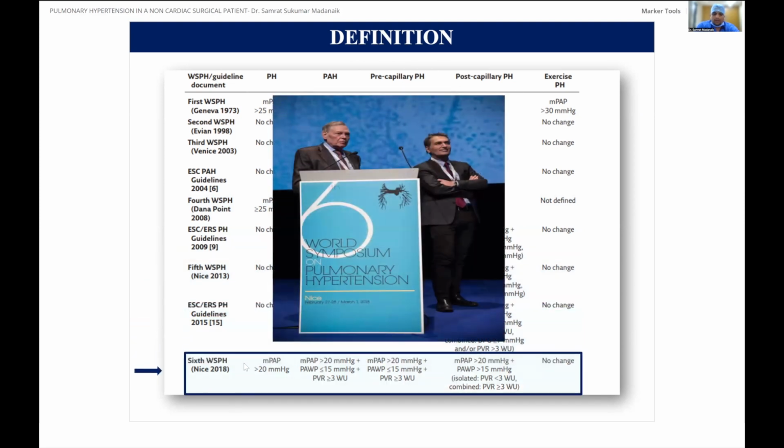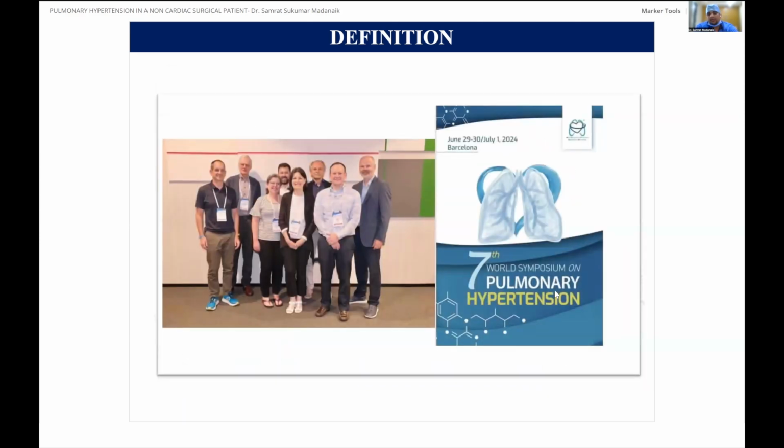The sixth World Symposium on Pulmonary Hypertension was held at Nice, and herein they changed the definition of pulmonary hypertension. The current definition says that a patient is categorized to have pulmonary hypertension if mean pulmonary artery pressure is more than 20 mm of Hg. Along with that, definitions of pre-capillary and post-capillary pulmonary hypertension have also been introduced. Recently, this year, the 7th World Symposium on Pulmonary Hypertension took place on June 29th and 30th and July 1st, and it was held at Barcelona. There are no major changes in the definition of pulmonary hypertension.